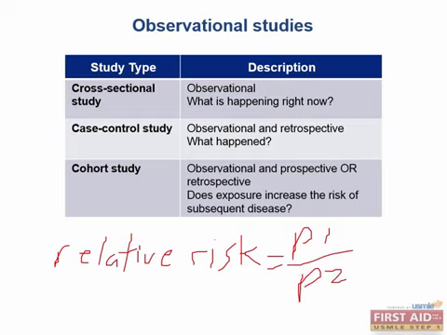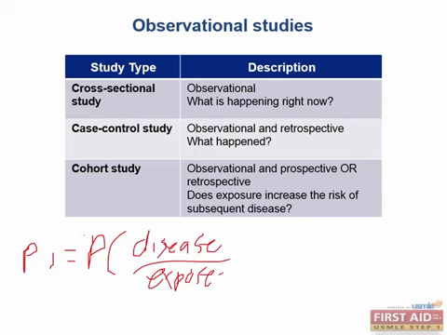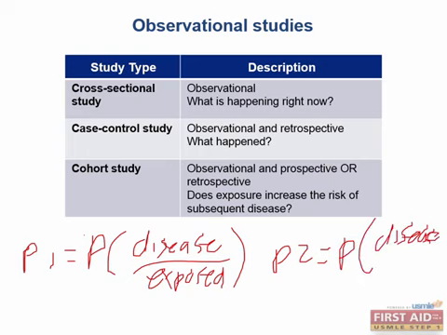In this case, P1 is the probability of having the disease if exposed, while P2 is the probability of having the disease if you were unexposed. This study answers the question, how much more likely is the patient to develop mesothelioma, to use our previous example, if they work at a construction site with asbestos?